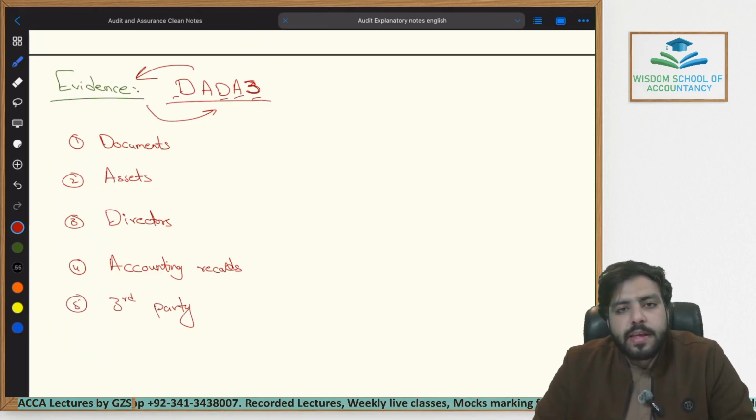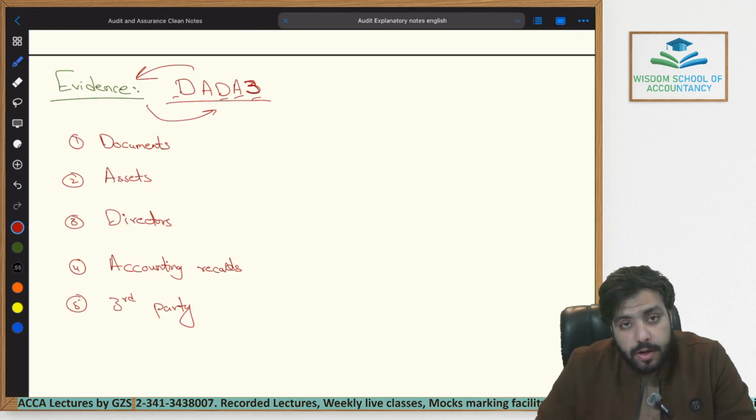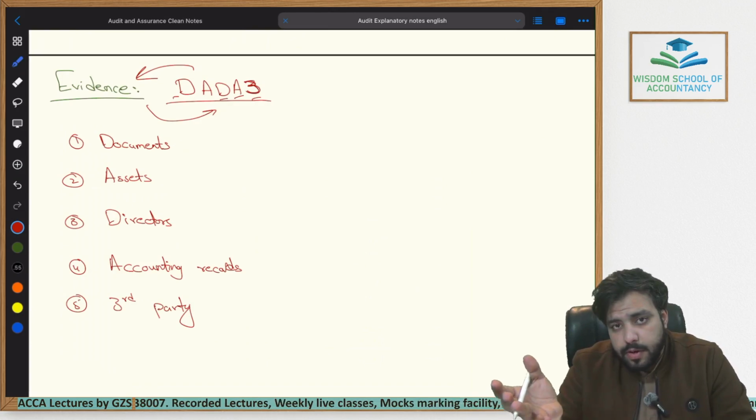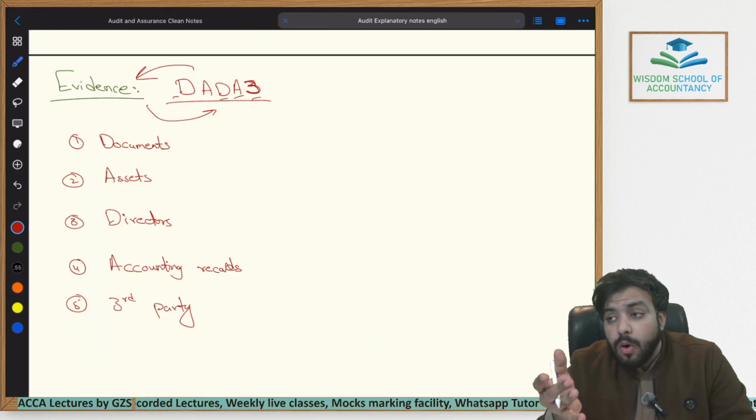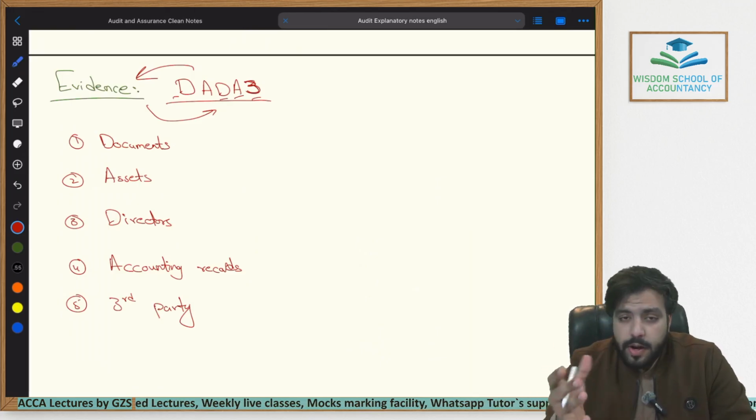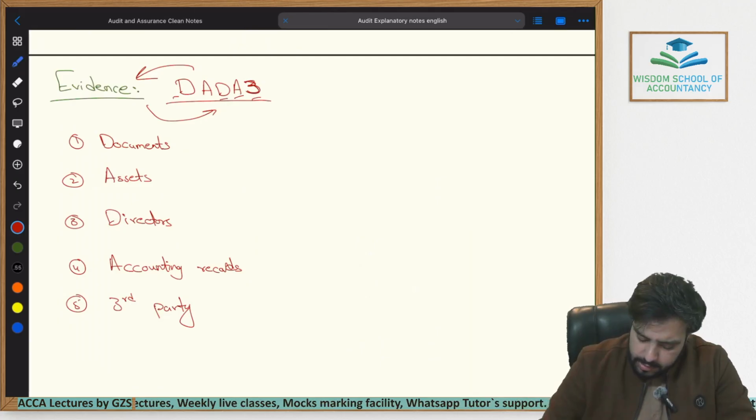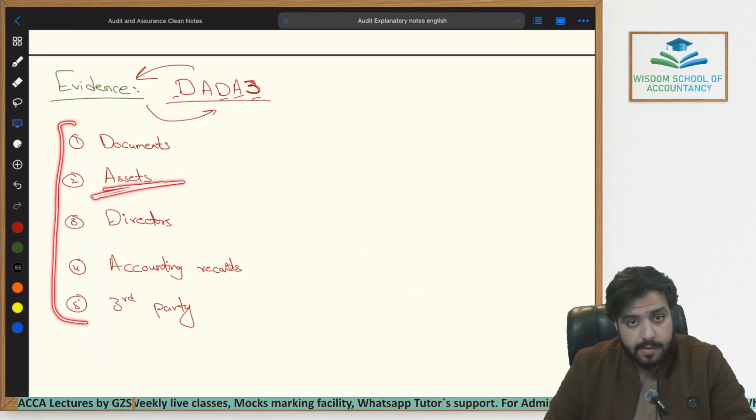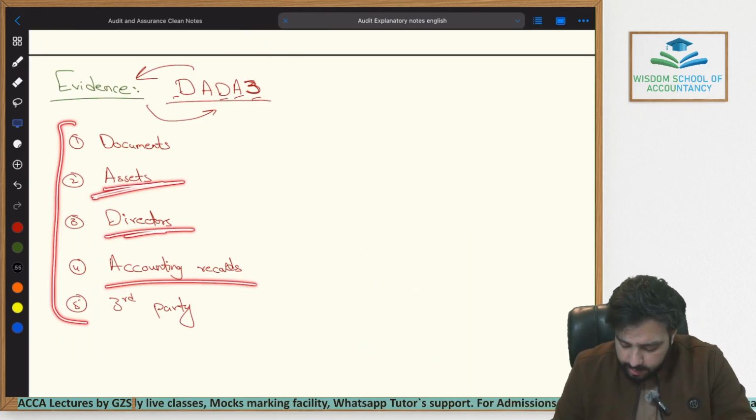These are the main areas where you will be able to find the audit evidence against the heads within financial statements. Let's say if you are trying to verify whether intangible assets are correctly recorded or not, then obviously you will need to find your evidence from any of these areas. Either you will have to look through the documents, or look at the assets themselves, or the directors, or the accounting records, or third party.